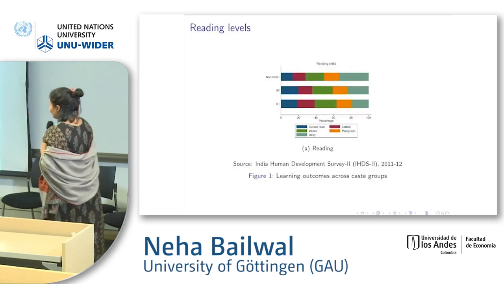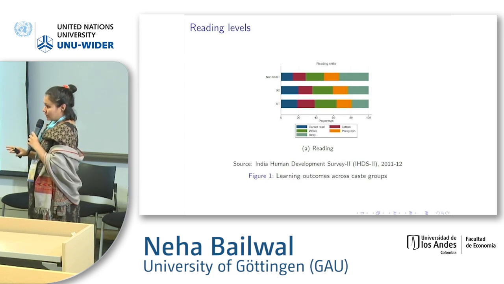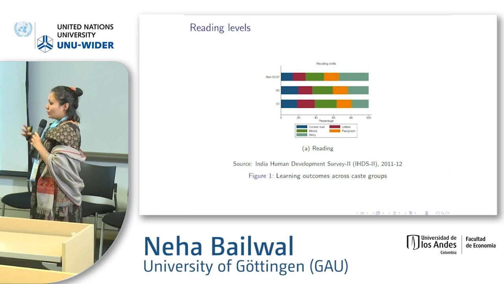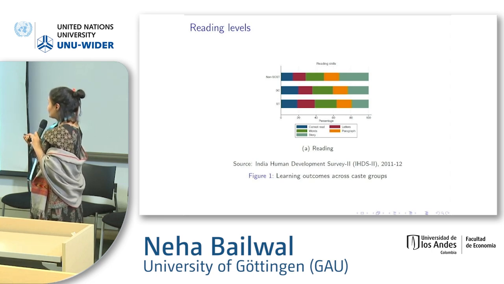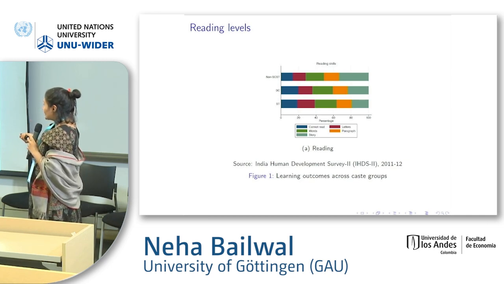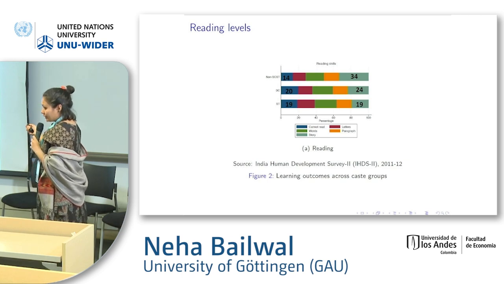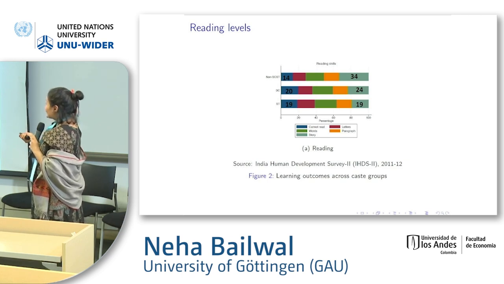And coming back to the learning level, what I'm trying to show you in this graph is five learning skills for children in the age group of 8 to 11 years. The blue bar depicts the proportion of students who cannot read at all, and the highest level is the kids who can read a complete story. We have three groups: the SCs, the STs, the two marginalized groups, and the rest of the population, which is non-SC/ST. What we see here is that a larger proportion of students from the non-SC/ST background can read a story, which means they are at the higher learning skills, whereas SCs and STs are overrepresented at the lower levels of learning.